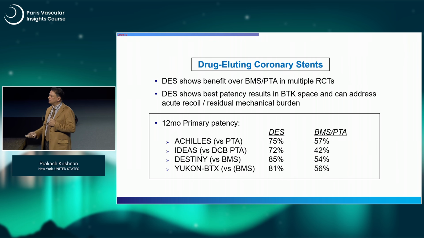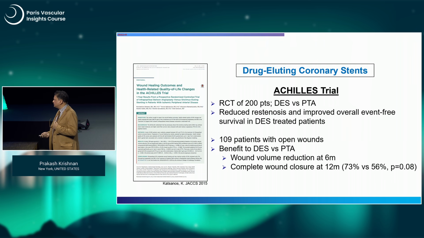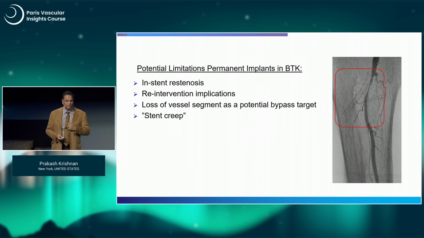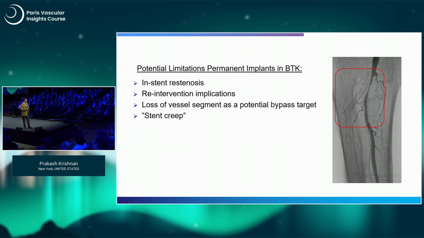And thereby, we started turning back to the old drug-eluting stents. We said, well, we have a plethora of trials: ACHILLES, which was randomized versus PTA, IDEAS, DESTINY, and YUKON. All of them showed, again, the best patency results in the BTK space. The problem with all of these is that you had to deal with the scaffold when restenosis occurred, and as Sabine suggested, there was some crush in these proximal lesions, which made reintervention much more difficult for all of us. And if these patients ever needed a surgical bypass, it also became very difficult as you were dealing with a mechanical scaffold. So again, the potential limitations of these permanent implants, even though DES probably has up to now the best-in-class data, although in America it is not FDA approved for below the knee, are in-stent restenosis, reintervention implications, loss of the vessel as a potential bypass target, and of course stent creep, which is the late restenosis.